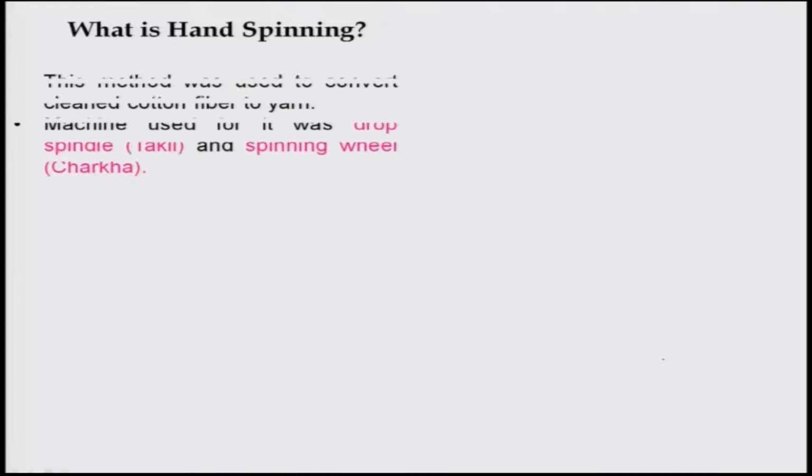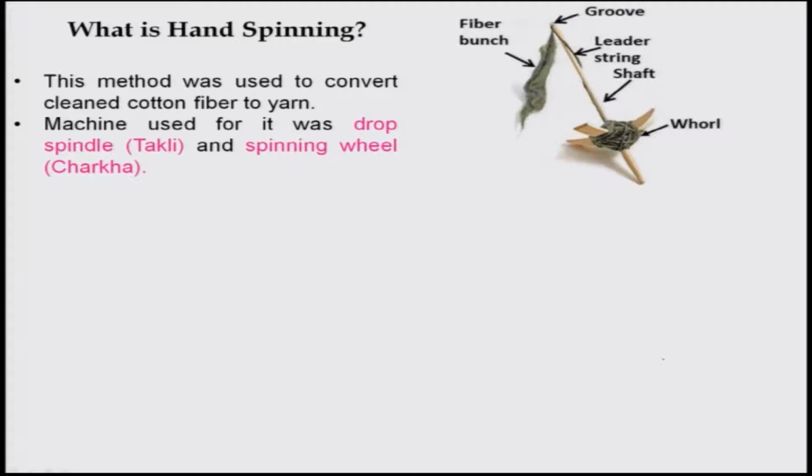So, what is hand spinning? That is what we will see. It is basically the process of converting cotton into yarn, and of course two devices are used. One of them is the drop spindle, which we call takli, and the other is the spinning wheel, which we call charka. This drop spindle, as you might have seen earlier, has the fiber bunch or the cotton, which you can call a unit.